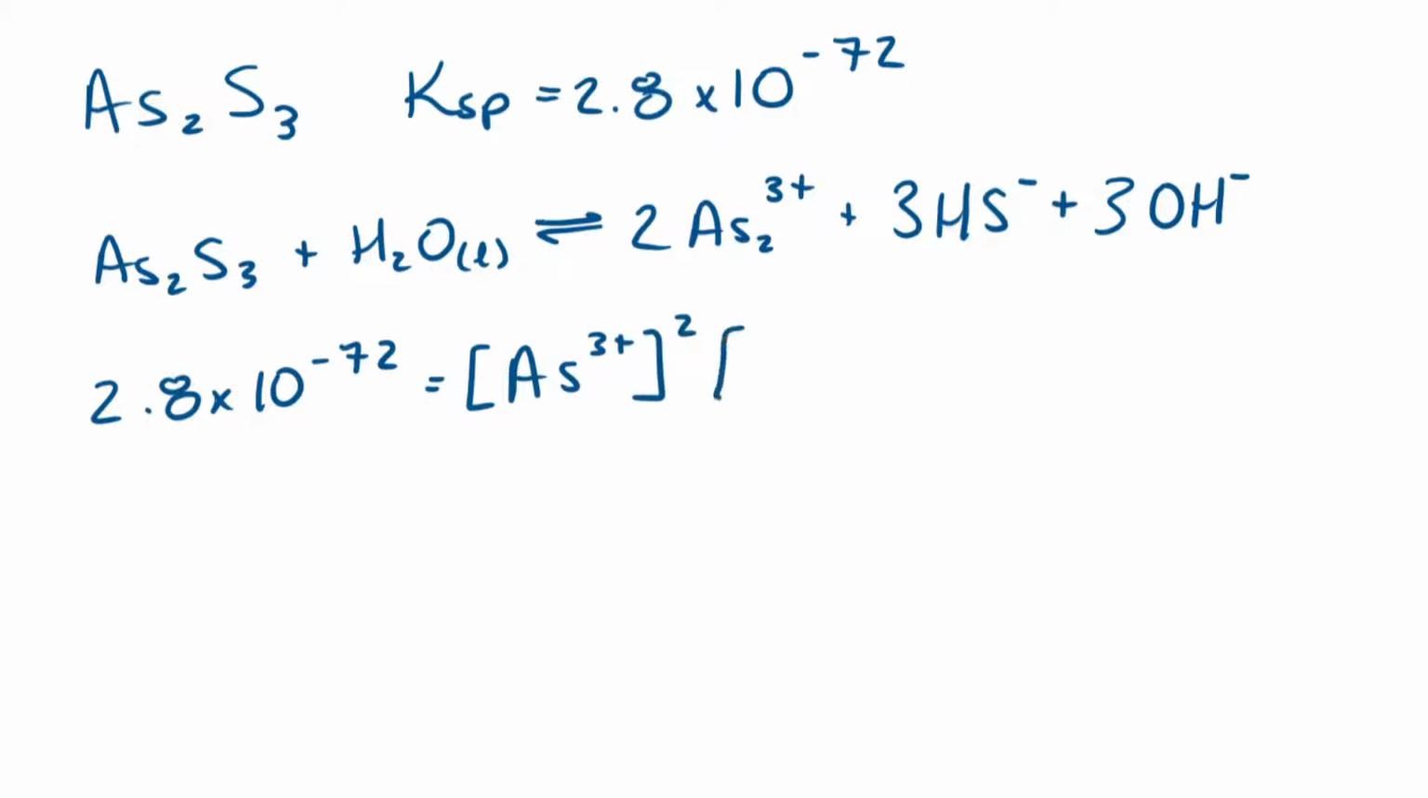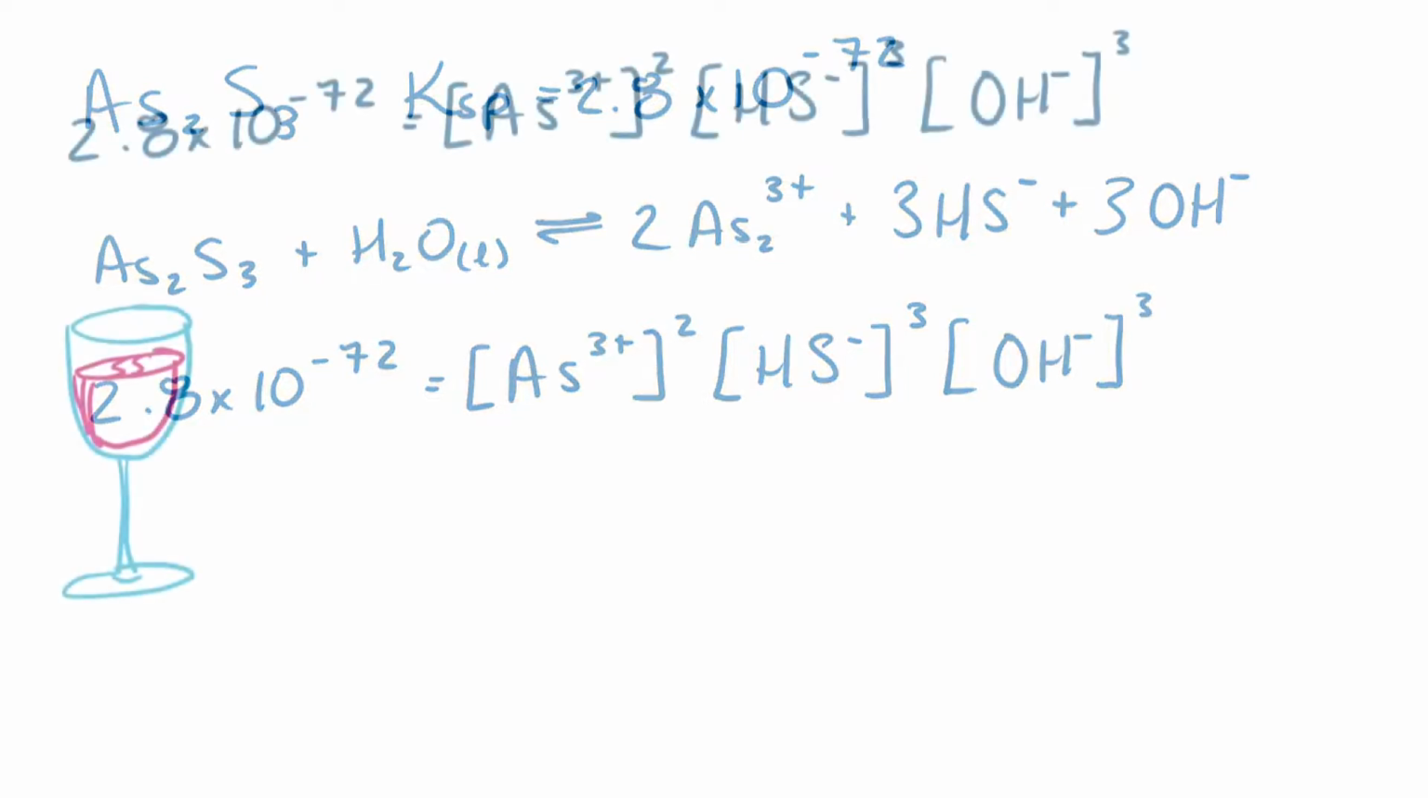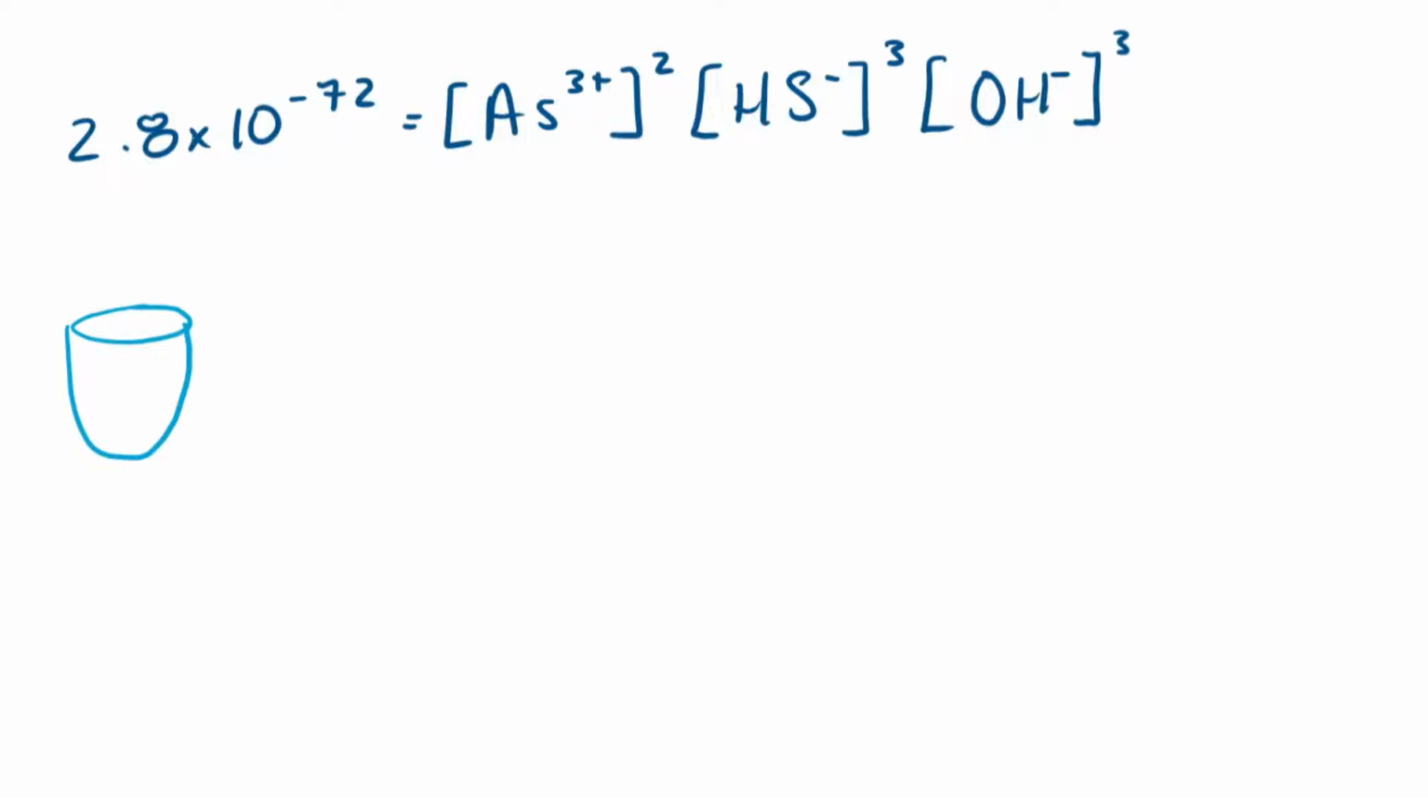According to the balanced formula, the solubility product relationship is 2.8 times 10 to the negative 72 is equal to the concentration of arsenic squared times the concentration of bisulfide cubed times the concentration of hydroxide cubed. So we can see that the solubility of arsenic depends on the concentrations of bisulfide and hydroxide. The higher the concentration of those ions, the lower the concentration of arsenic goes in order to maintain the solubility equilibrium constant. It also means that we drive equilibrium towards the solid salt, and the better our final measurement of the arsenic concentration will be.